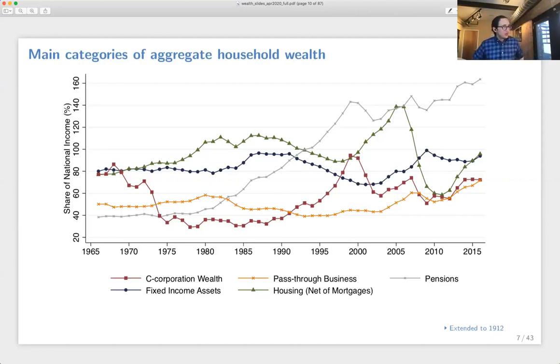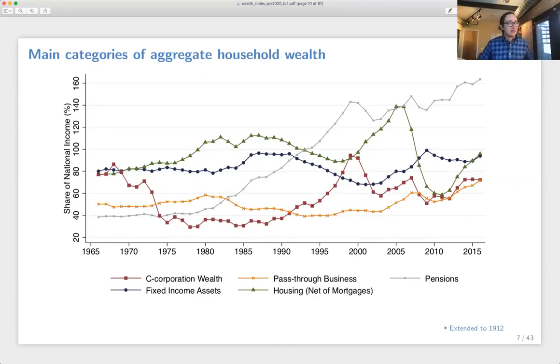Fixed income assets, the blue, you can see started out at about 80% of national income, rose a bit in the 80s and 90s, thanks to Reagan and Cheney and such, declined a bit into 2000, then rose a bit again, and ended up at about 90 to 95% of national income. You can see public equities, the red squares, fell in the mid-1970s. You can see the dot-com boom and bust around 2000. Its level is a little below 80%. This is C corporation wealth directly held by households.